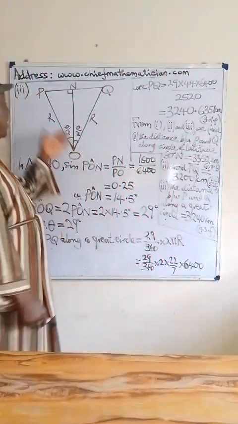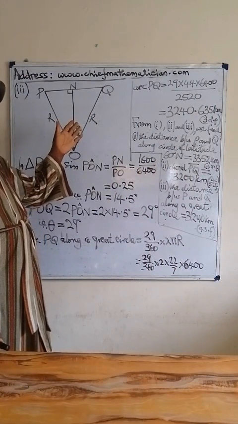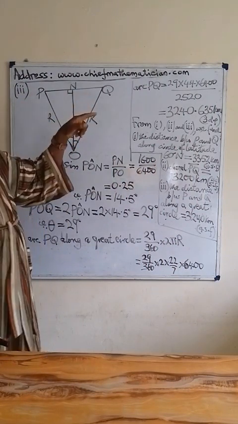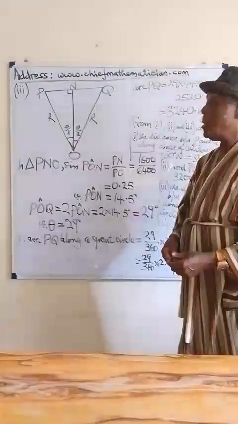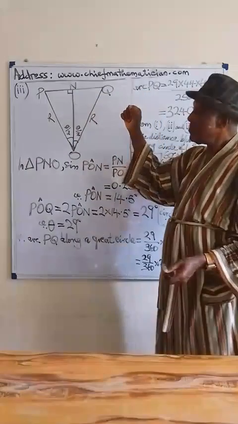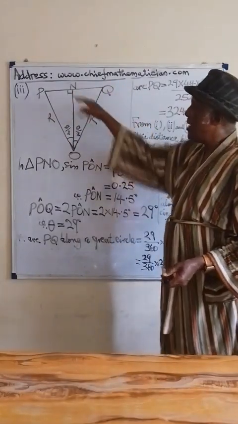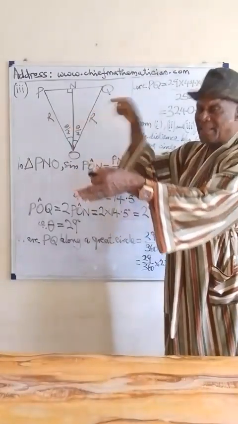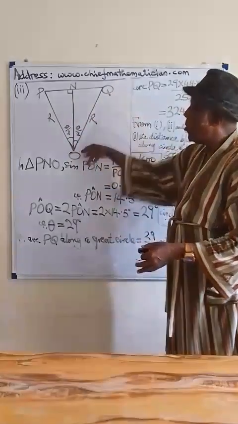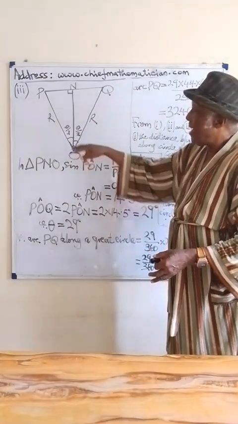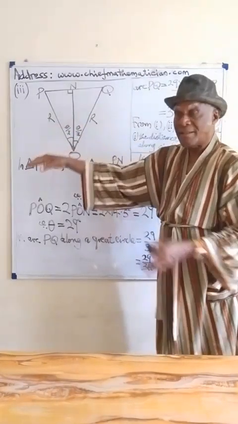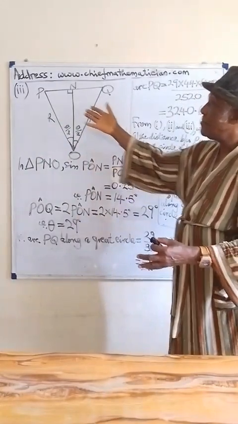So we now look at the third part of that problem by considering triangle POQ. If you look at triangle POQ, you can as well see it inside the main sketch. You can see this triangle POQ. It is there, having angle theta at the center of the earth. So that is the triangle I have brought out here now for you to see clearly.